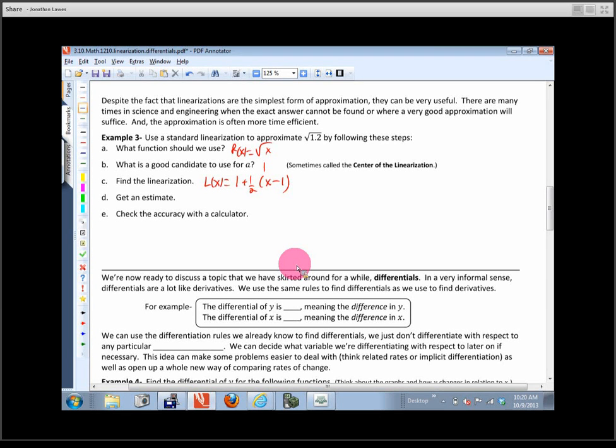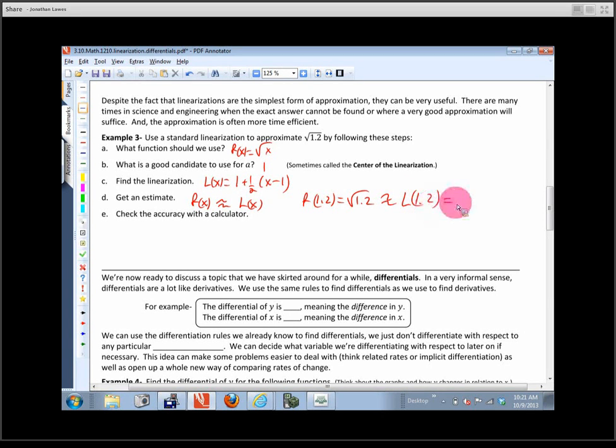Then it says get an estimate. Now stop and think about this for just a second. Here's what we're saying. We're saying that f of x is approximately equal to L of x. So f of 1.2, which would be the square root of 1.2, is going to be approximately equal to L of 1.2.